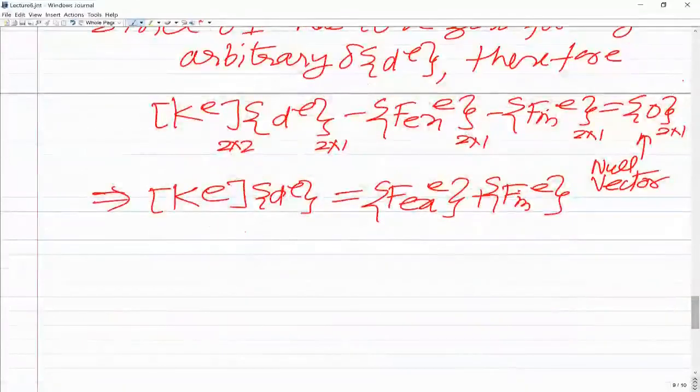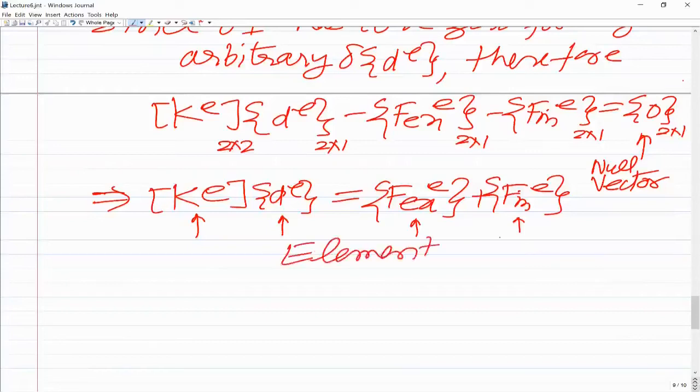As you see, this is the stiffness matrix. I have already explained, this is the vector of elemental degrees of freedom, this is the external load vector, this is the internal load vector. So the stiffness matrix into displacement vector gives you the restoring force, and that is balancing the external force and the internal force. So you can say that this is basically the balance of forces, internal and external forces, and we call this the element level governing equation.